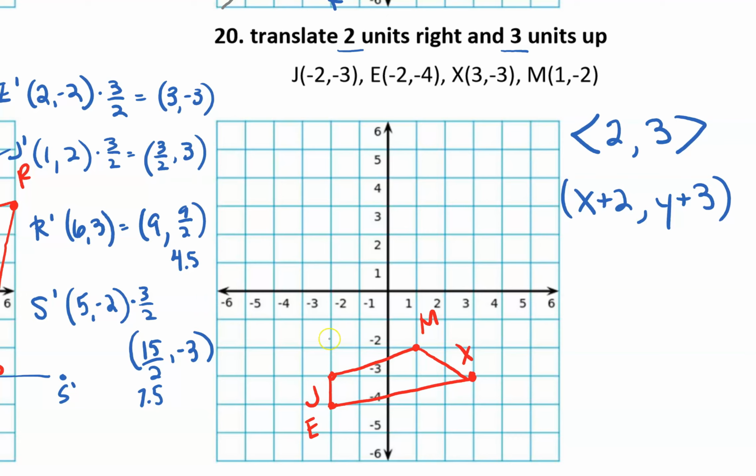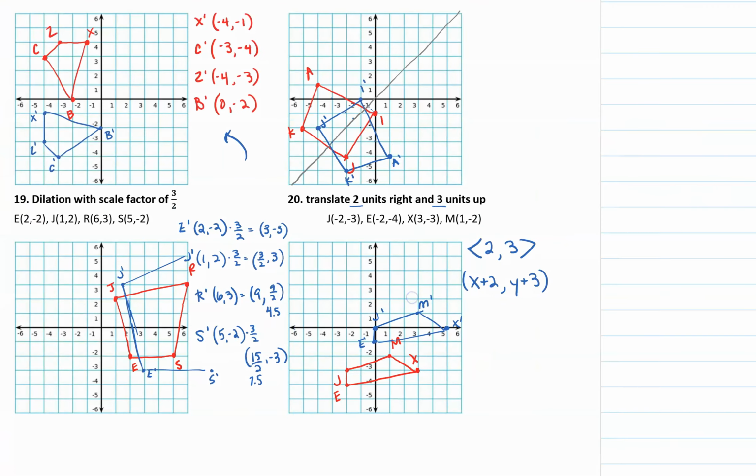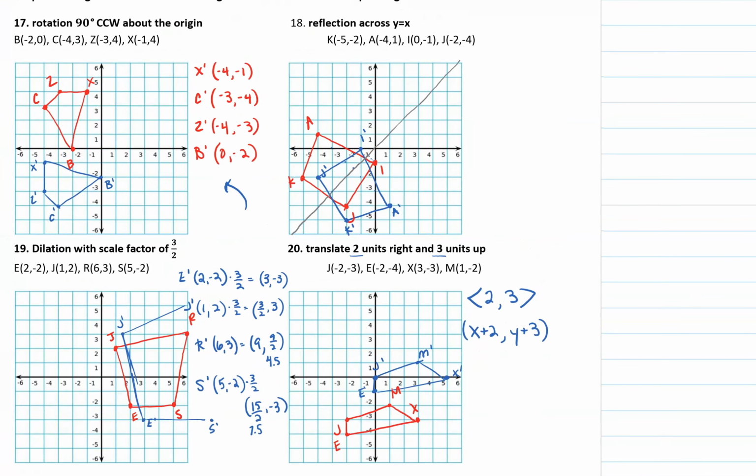So 2 units right, sorry, 2 over, 3 up. 1, 2, 3. 1, 2 over, 1, 2, 3. And again for each point. Okay, so we just reposition that in a different place on the graph. So out of these, the only one that changed its actual size is the dilation. Everything else does not. It's called a rigid transformation.